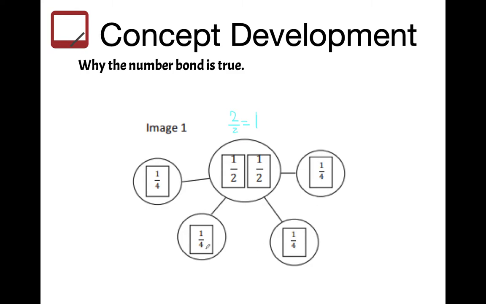Now, how many fourths do we have right over here? We have 4/4, and that is also equal to 1 whole. So is this image true? Is this showing us that they all equal 1 whole? Yes, it does. So why is the number bond true? The reason it's true is because 2 halves is equal to 1 whole, and 4/4 is also equal to 1 whole.